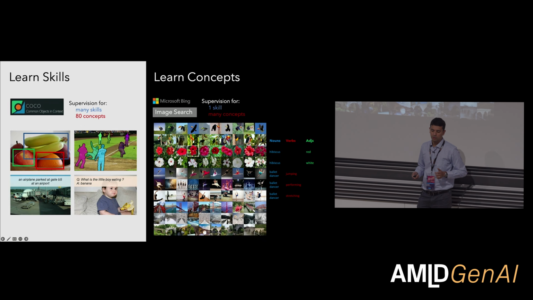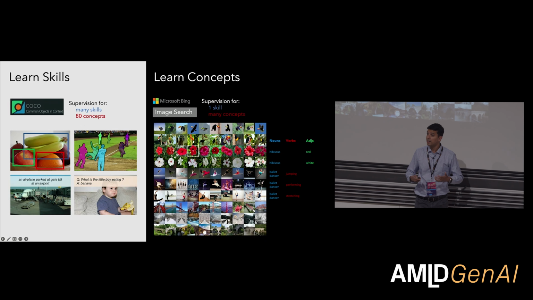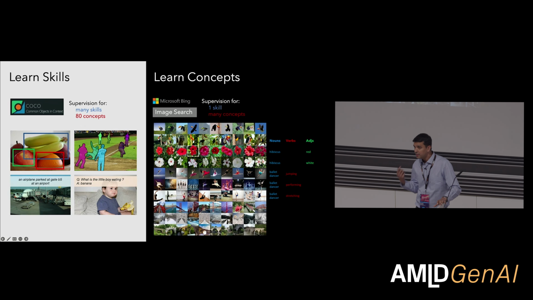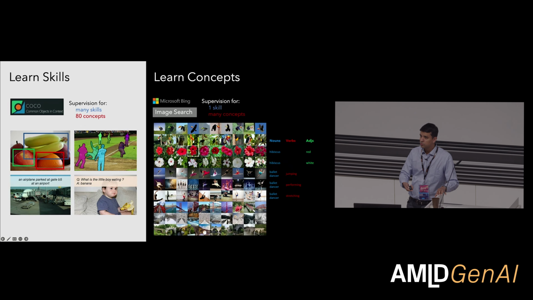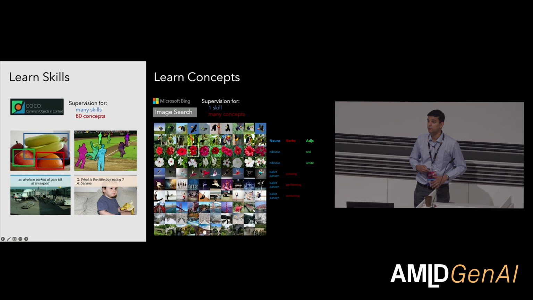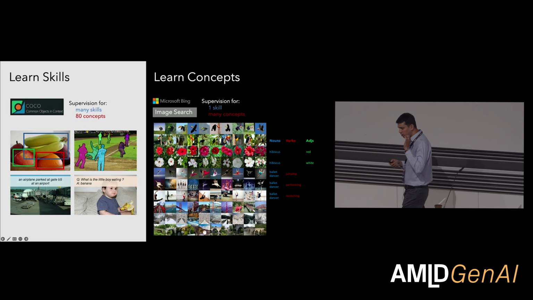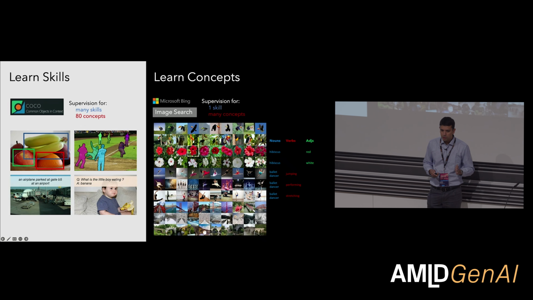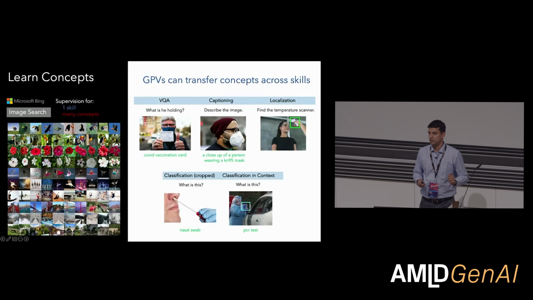For example, in this work, we learned concepts from Bing image search. And this, of course, can allow us to scale up the capabilities of these models from 80 concepts to as many as you can download from the internet. We demonstrated this on about 10,000 concepts. Not only does this allow you to scale up concepts, but it allows you to perform skills where data simply does not exist for concepts.